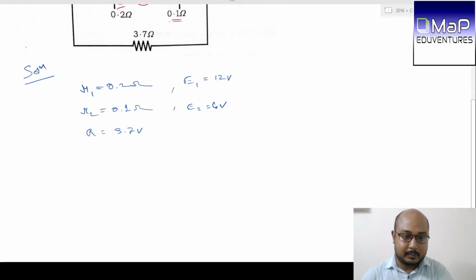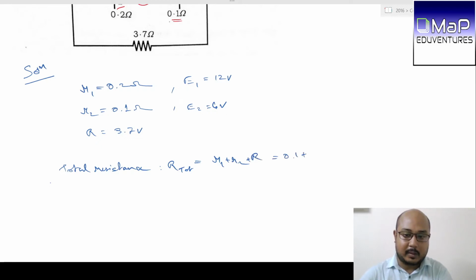The total resistance is R total, equal to r1 plus r2 plus capital R, that is 0.1 plus 0.2 plus 3.7, that gives us 4 ohm. 4 ohm is the total resistance in the circuit.